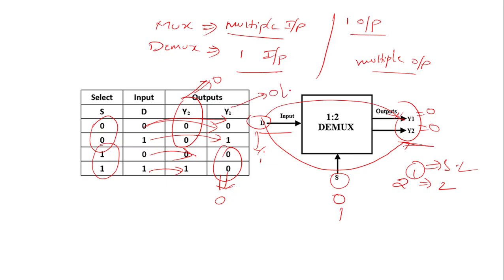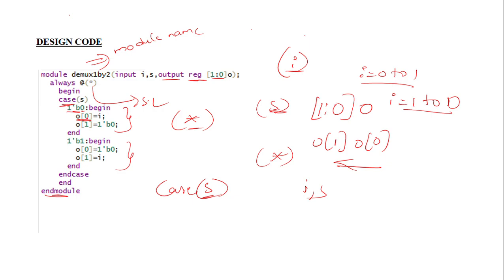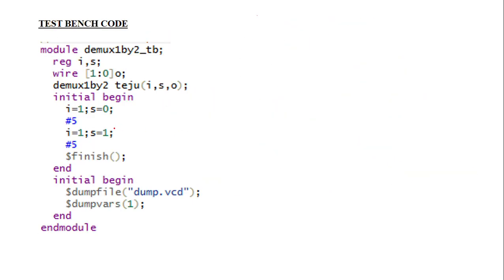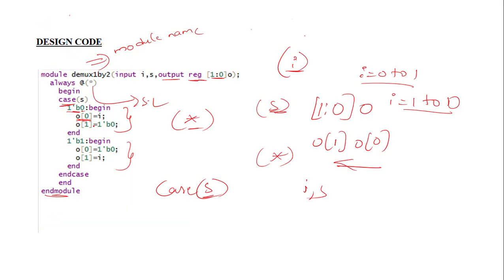y1 is nothing but O of 0, y2 is nothing but O of 1. So O of 1 is equal to I. So data is going to assign it to y1, and the remaining bit is going to assign it to 0.